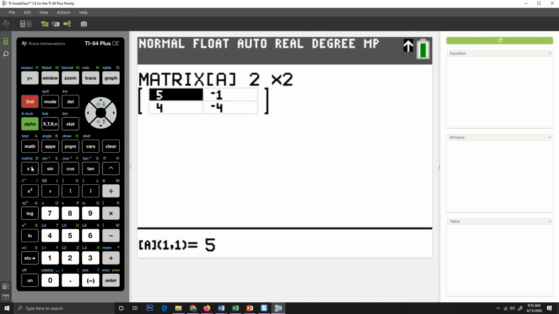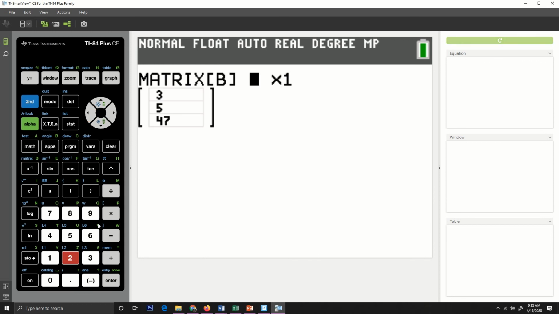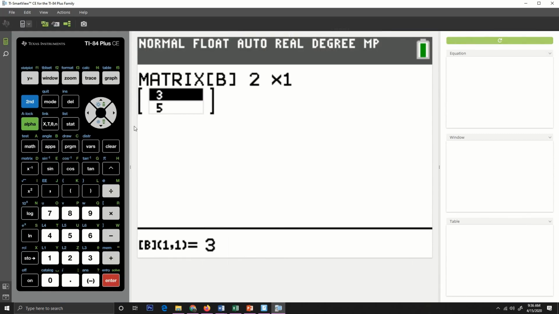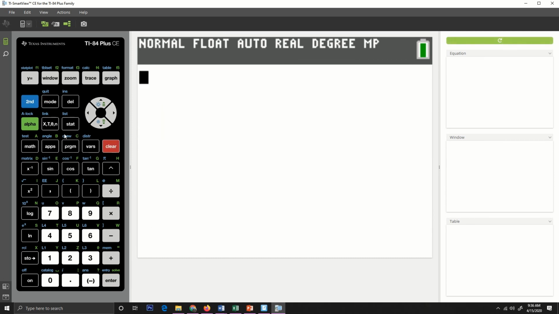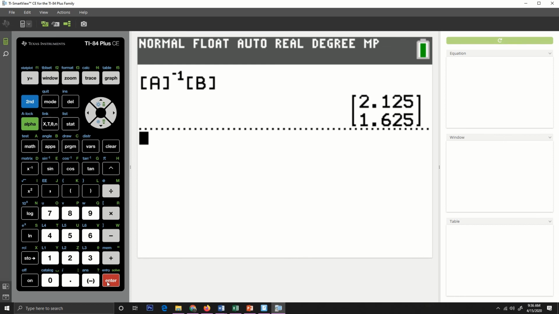So now we're going to go second, matrix again, and now we're going to go over to edit, and we're going to edit that second one. And this one we want to be a 2 by 1. And then we're going to add the values. So the values were 9 and 2 for our constants. So 9 and 2 there. And so we're going to hit quit. And so now all we have to do is go A inverse B. So let's do that. So second matrix, we'll hit the A button. That'll bring that up. Hit the X inverse button. And we'll go second, and then B, and we'll stay in names, and we'll hit enter.